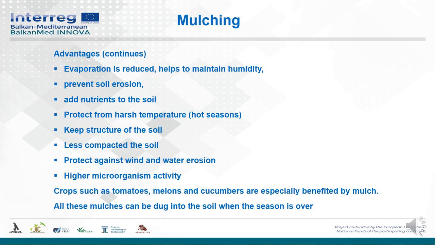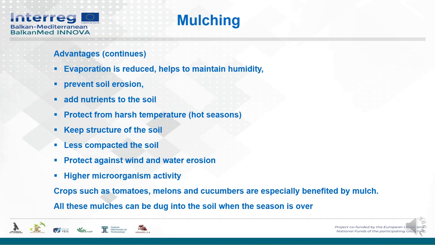As mentioned in the definition of mulching, another advantage is a reduction of the evaporation of the water, and in this case it helps to maintain the humidity. It prevents soil erosion, adds nutrients to the soil because it is mainly plant residues which can be degraded in the soil. Mulching protects soil from harsh temperatures, especially in hot seasons. Keeps structure of the soil.